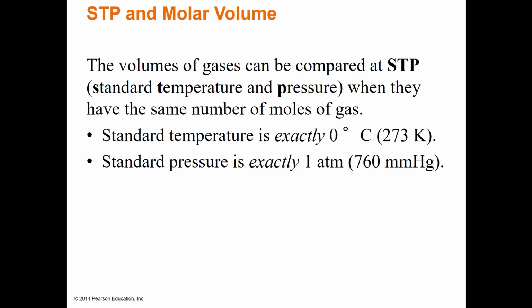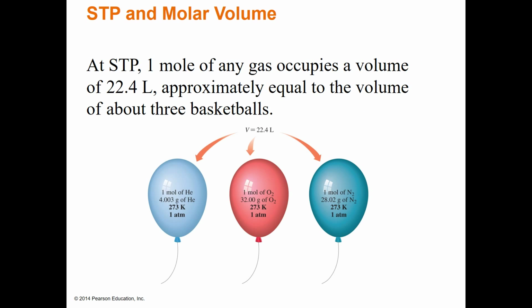At STP, 1 mole of any gas occupies a volume of 22.4 liters, which is approximately the volume of about 3 basketballs. So in this first balloon, you have 1 mole of helium, and its mass, of course, is provided, and the conditions are 273 K and 1 atm. In the second balloon, it's 1 mole of oxygen, 32 grams, which weighs 32 grams because oxygen is heavier, and in the third balloon you have 1 mole of nitrogen, and its mass is 28.02 grams, which is the mass of the diatomic nitrogen.